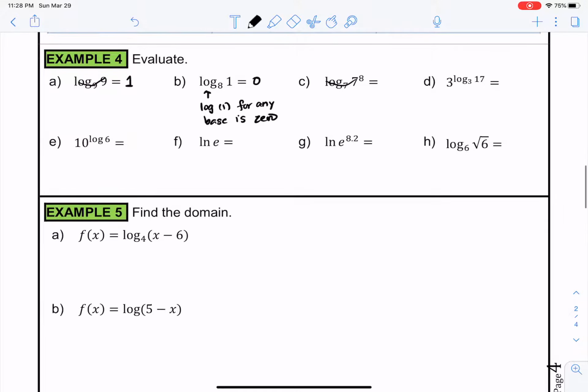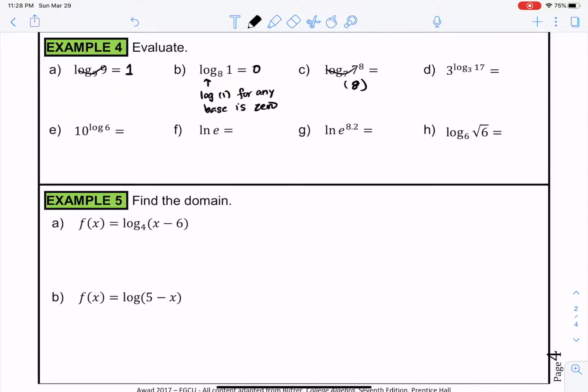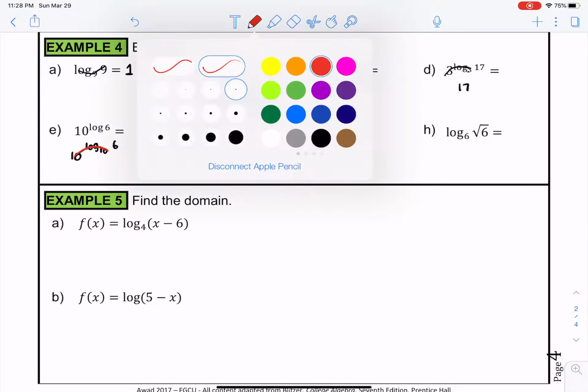Those two would sort of go away, and we'd simply have 8. Those two would go away. We have 17, because the bases match and there is a log in the middle. And I could write this as 10 to the log base 10 of e, because when we refer to log, we are referring to base 10. So those two would go away, and the answer would simply be 6.